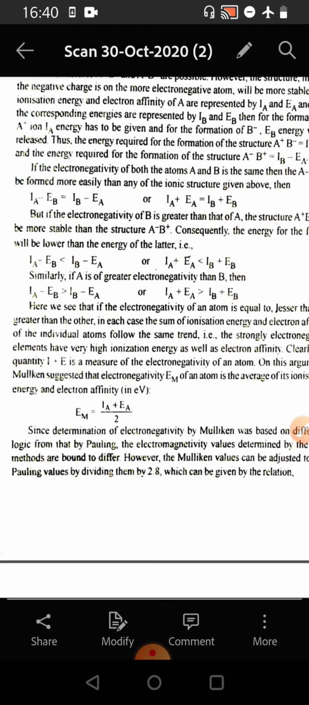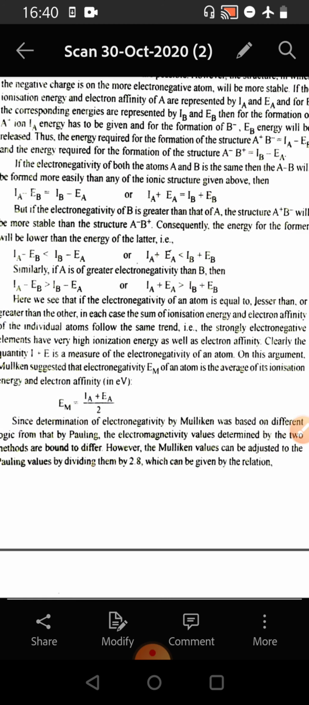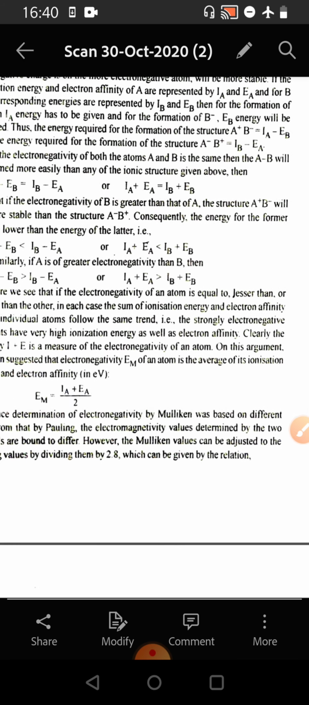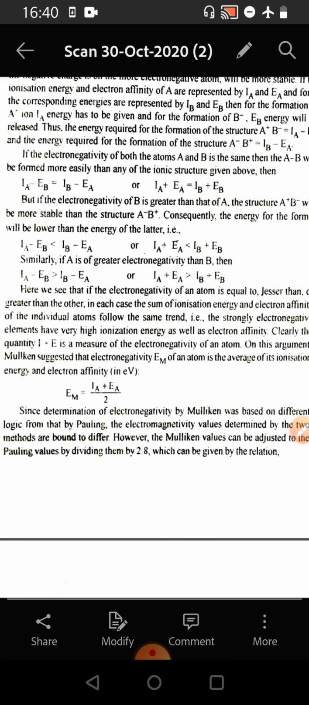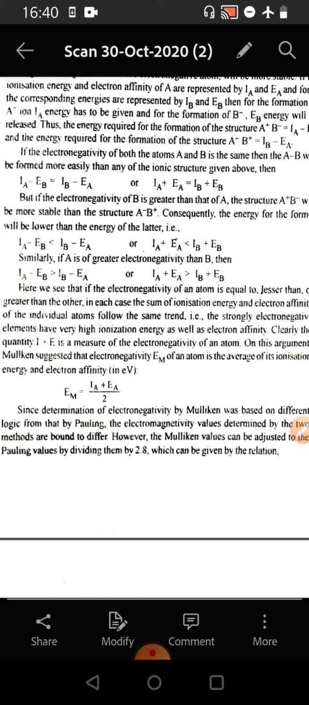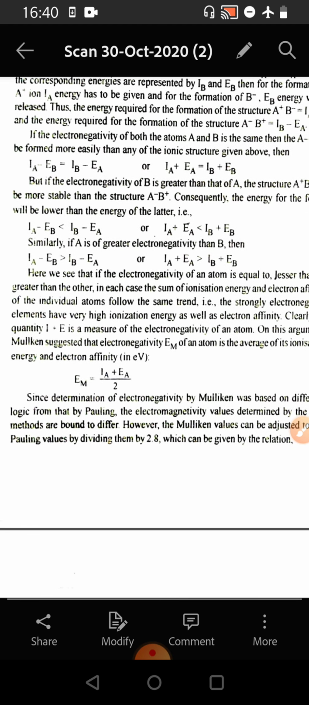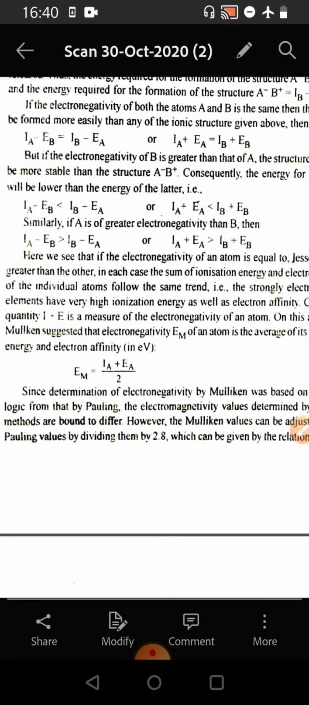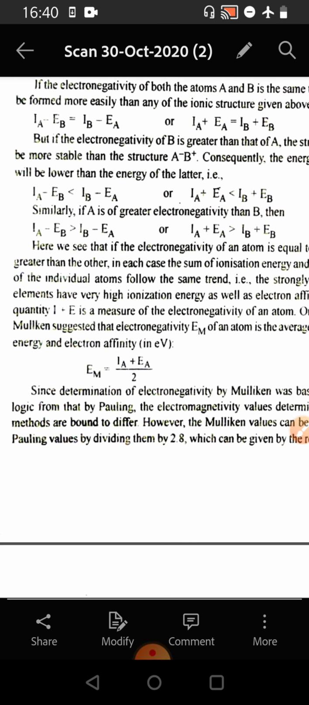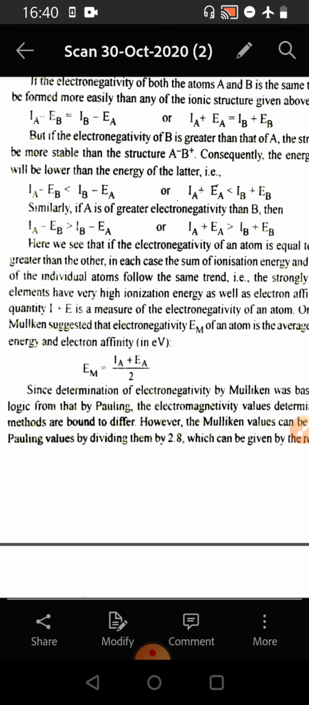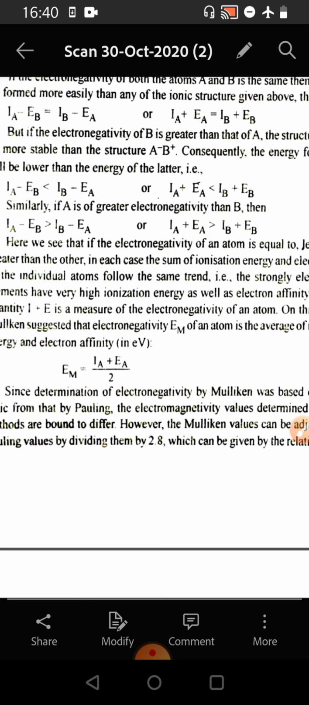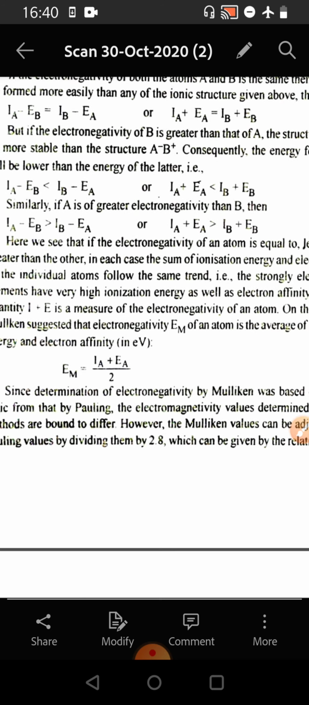But if the electronegativity of B is greater than that of A, then the structure A plus B minus will be more stable than the structure A minus B plus. Consequently, the energy of the former will be lower than the energy of the latter, that is, Ia minus Eb will be less than Ib minus Ea, or Ia plus Ea will be less than Ib plus Eb.